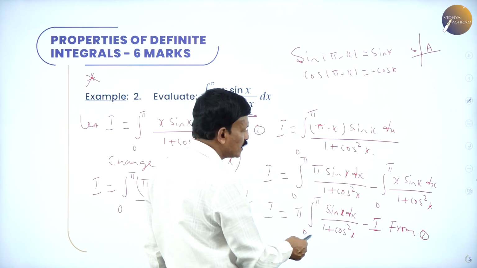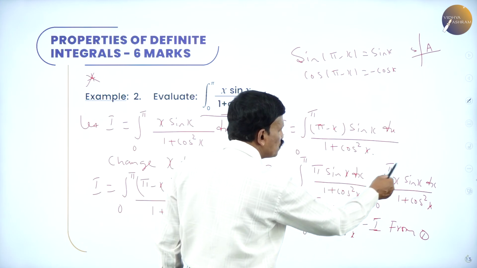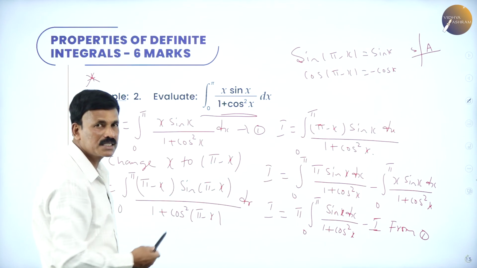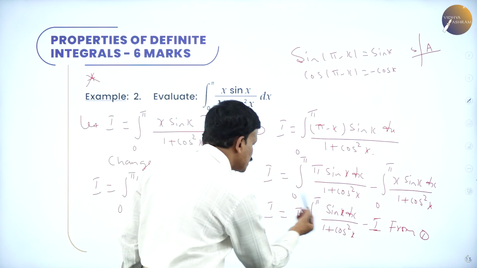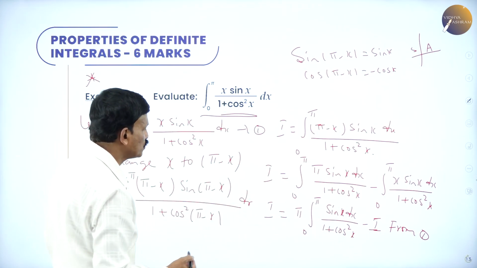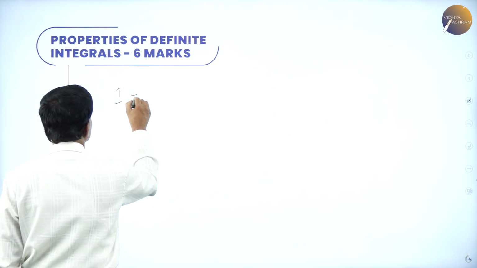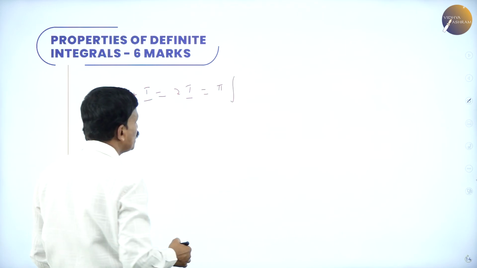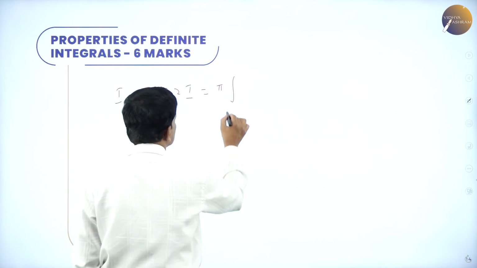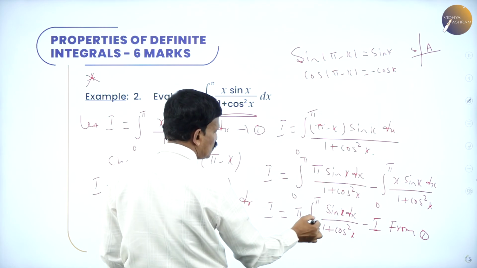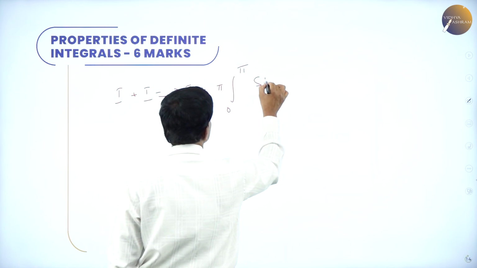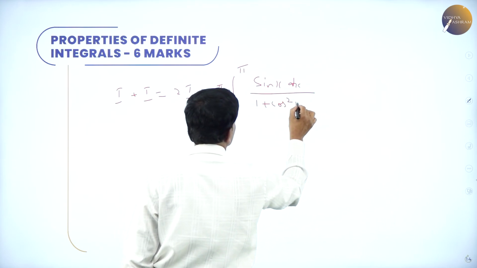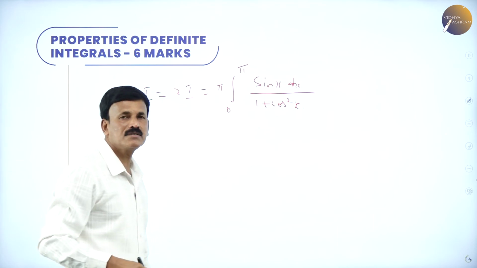This pi can be taken out, and this integral 0 to pi x sine x dx by 1 plus cos square x, from equation number 1, is I. So transfer this minus I to the left hand side, it becomes I plus I, which is 2I, equal to pi into integral 0 to pi, what is there in the numerator, sine x dx, divided by the denominator 1 plus cos square x. Now integrate this, you will get the answer.